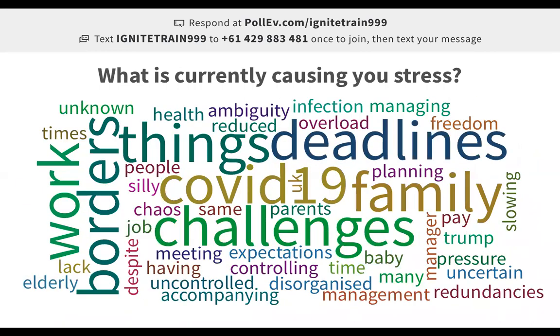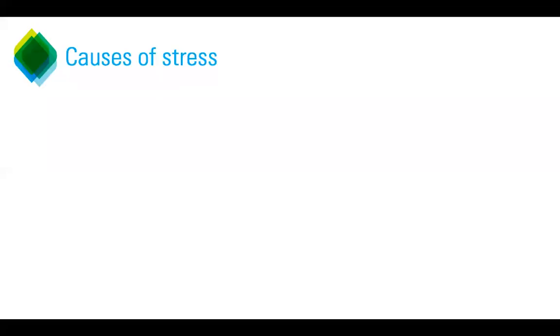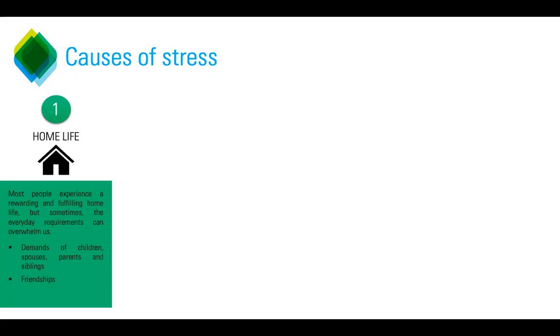So if we have a look at all of these, we will actually find that they fall into a number of categories, mainly 5 different categories. So I'm just going to show you what these 5 categories are and give a brief overview of them. Okay, so these key causes. Firstly is home life. So we've already seen a few elements within that word cloud, you know, family, worried about the elderly. Well, most of us have a great home life, or what we hope to be a great home life. And there are certain pressures that are put on that. And that's usually by our spouses, our parents, siblings, children. But that can also be some of our friendships.